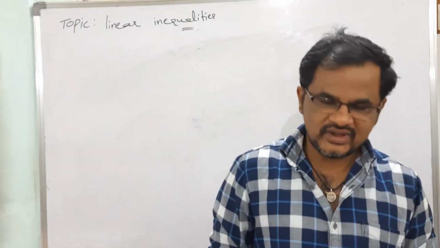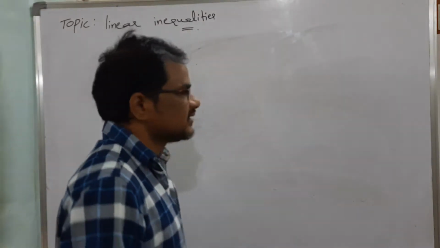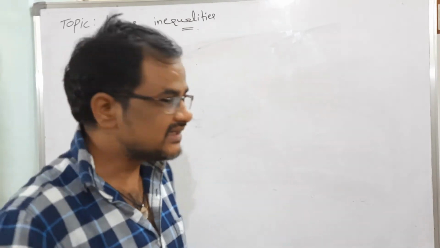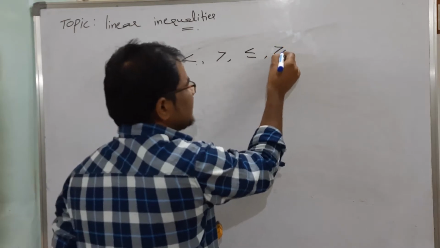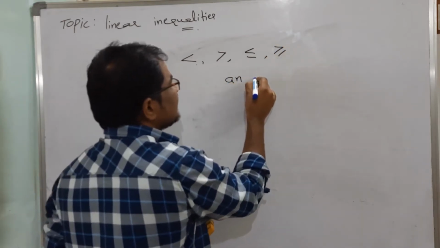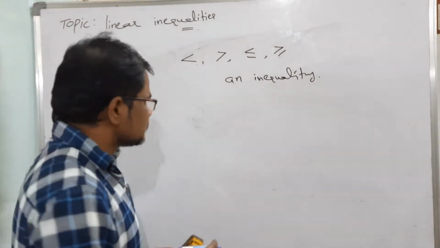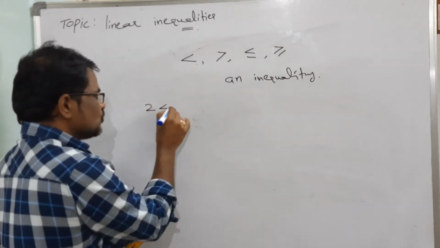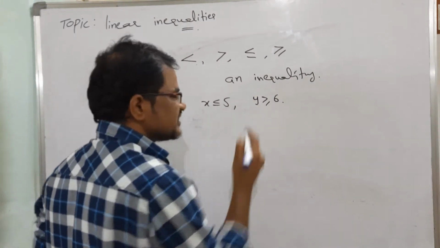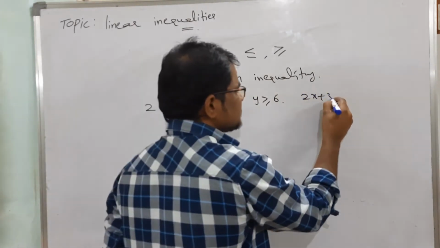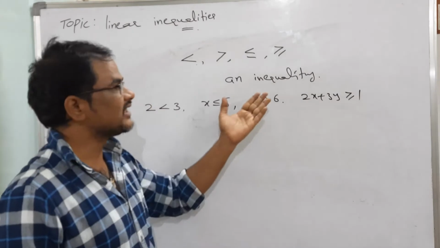Hi students, today's topic is linear inequalities. A statement which involves these symbols: less than, greater than, less than or equal to, greater than or equal to, is called an inequality. Suppose you take some examples: 2 < 3, x ≤ 5, y ≥ 6, and 2x + 3y ≥ 1. These are examples of inequalities.